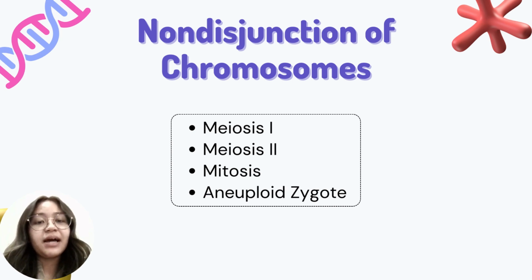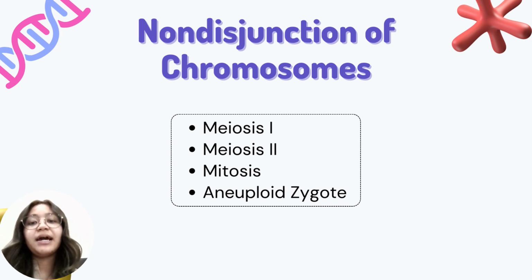When an aneuploid sperm or egg combines with a normal sperm or egg in fertilization, it makes a zygote that is also aneuploid. For instance, if a sperm cell with one extra chromosome combines with a normal egg cell, the resulting zygote, or one-cell embryo, will have a chromosome number of 2n plus 1.